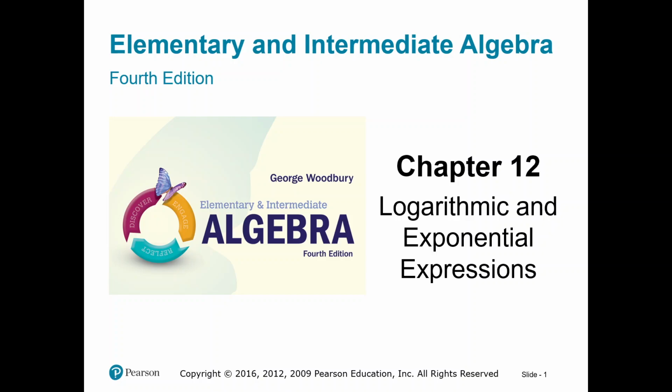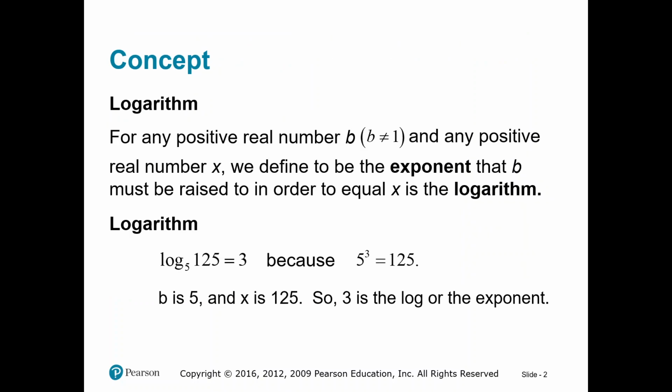This is chapter 12, log and exponential expressions. For any positive number b and any positive real number x, the exponent to which b must be raised in order to equal x is the log. So for example, log of 125 base 5 equals 3 because 5 to the third equals 125.